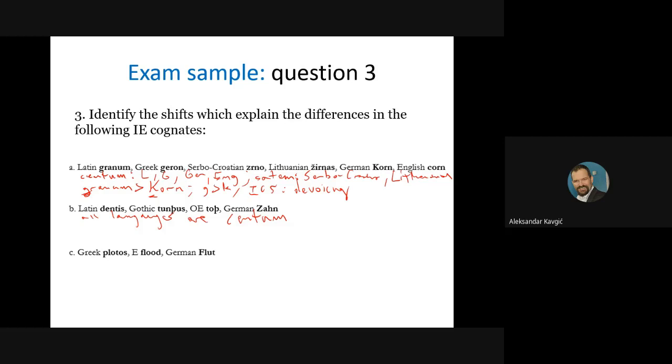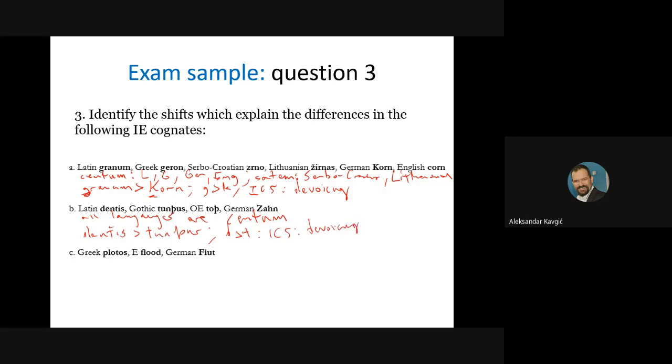So you see the Great Vowel Shift is not really here because you don't have modern German. And this was actually a question from some time ago. So usually I also include at least something that has the Great Vowel Shift, but in this exam sample, actually, there's no Great Vowel Shift, not even in C. So you can take a look at, for example, dentis and tunthus. So again, devoicing. So first you have d into t. That's ICS, devoicing.